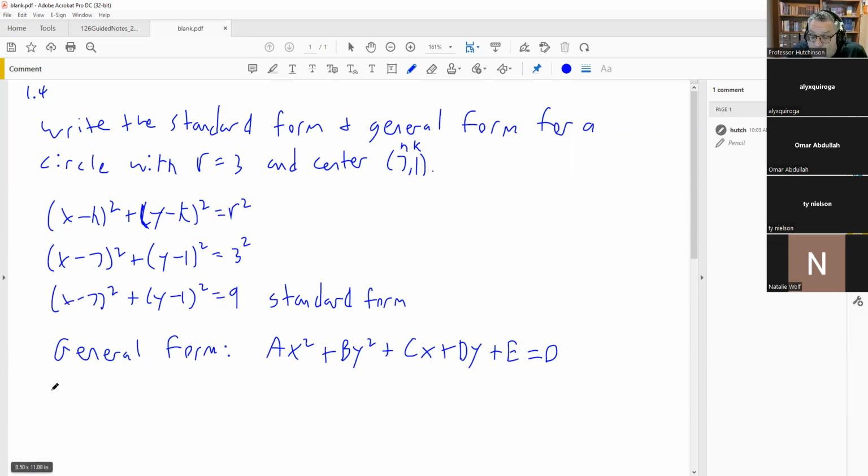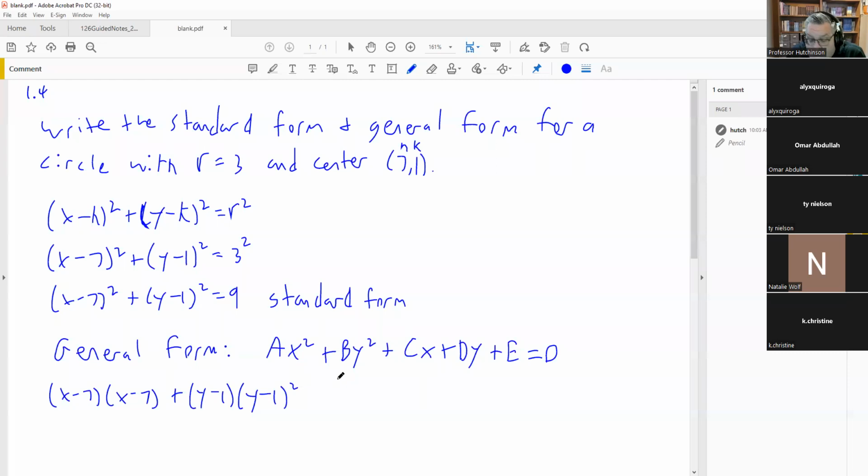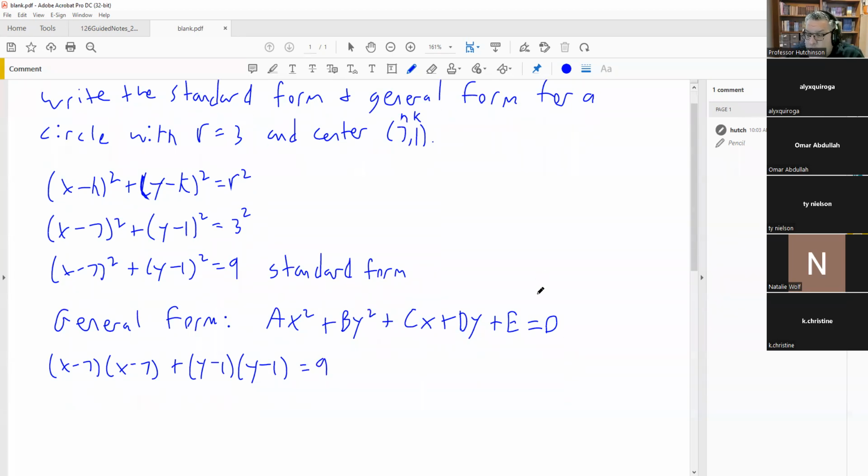So I'm going to take this. Now remember that we really have (x minus 7) times (x minus 7) there because it's squared. And then I have (y minus 1) and (y minus 1). That's squared, not squared, just 2 of them. And that equals 9. And then we're going to continue with this and multiply out. So I'm writing it out this way just to remind us that we can't just square the x and square the 7. So if you weren't getting this problem right, that's probably one of the reasons why.